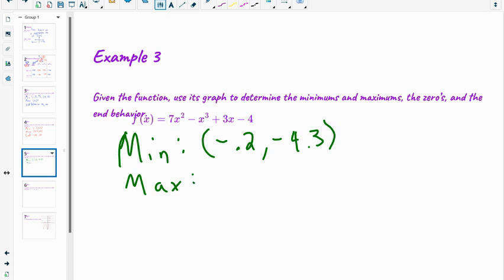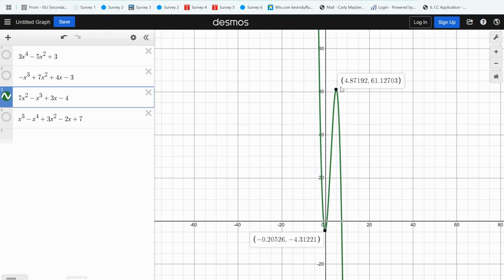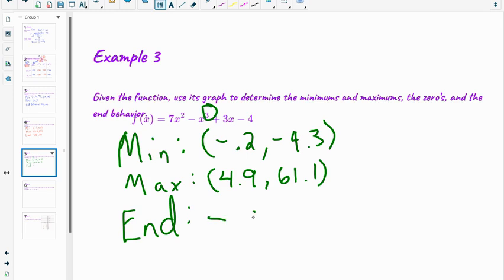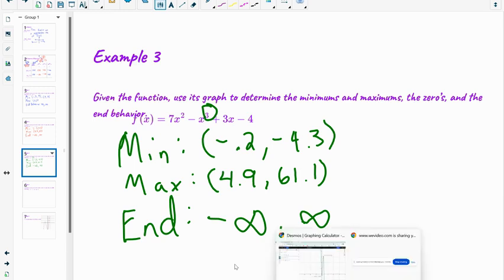And a maximum at (4.9, 61.1). Now, similarly, we have an odd degree, and even though we're mixed up terms here, our lead coefficient is still negative, so our end behavior is precisely the same as it was in the last. As x approaches infinity, the function heads to negative infinity, and as x approaches negative infinity, the function heads towards positive infinity. Okay.